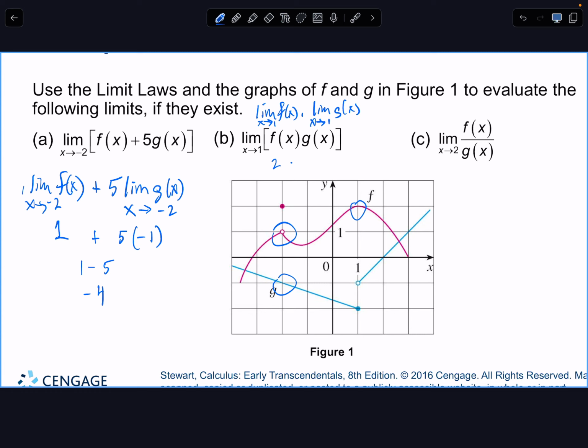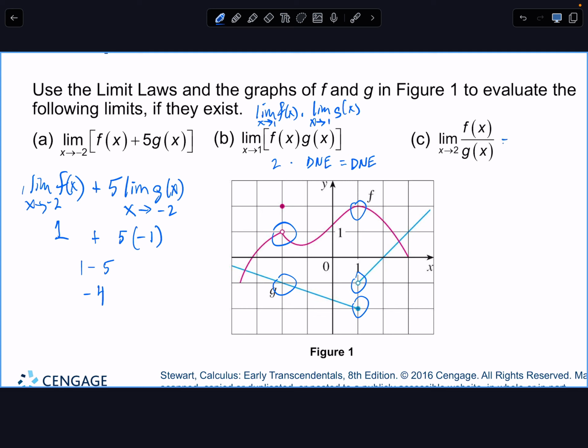Keep looking. That does not exist. Does that make sense? Because we got two y values, one from the right, one from the left. And so the answer would be DNE. In other words, if one part of it is DNE, then the whole thing is.